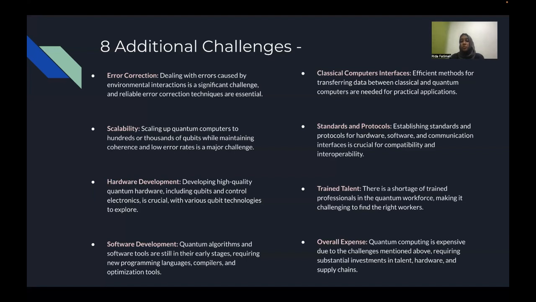Trained talent. There is a shortage of trained professionals in the quantum workforce, making it challenging to find the right workers. Overall expense. Quantum computing is expensive due to the challenges mentioned above, requiring substantial investments in talent, hardware, and supply chains.